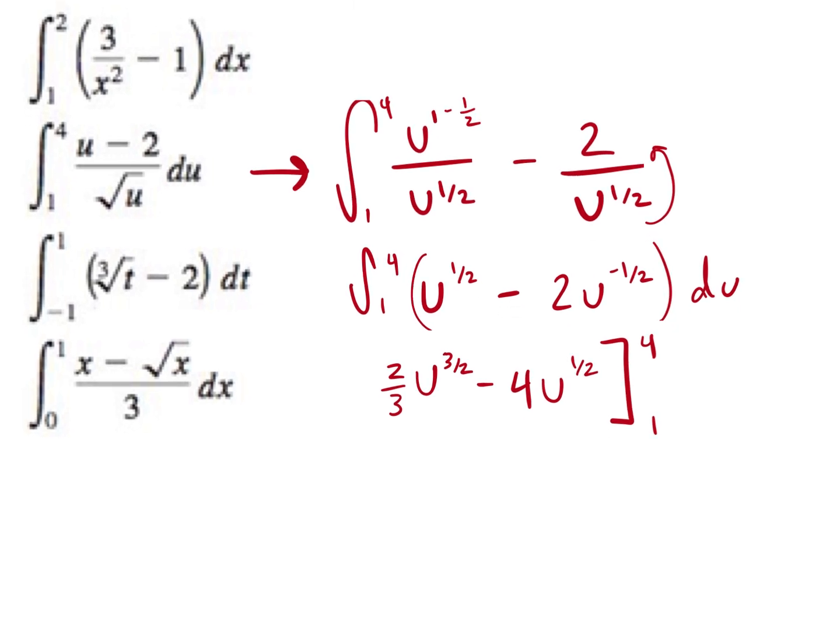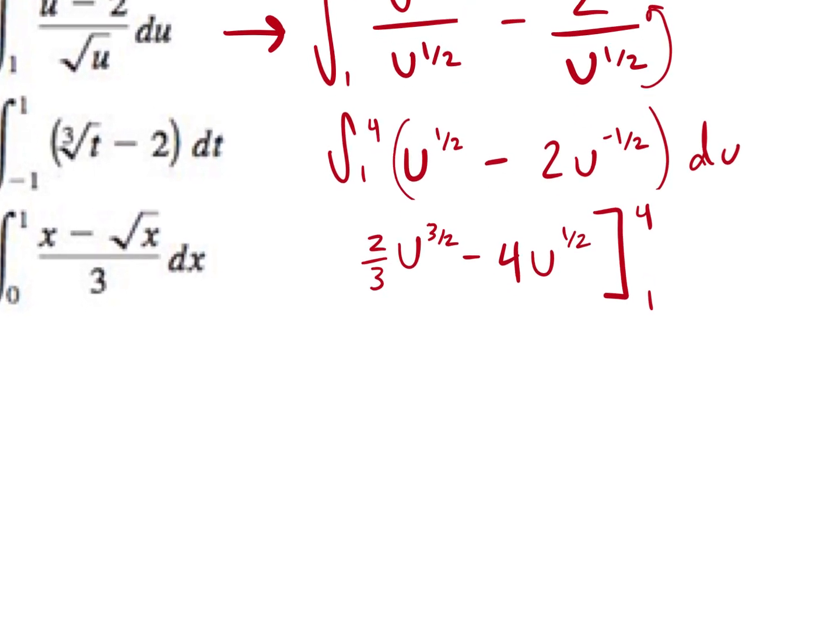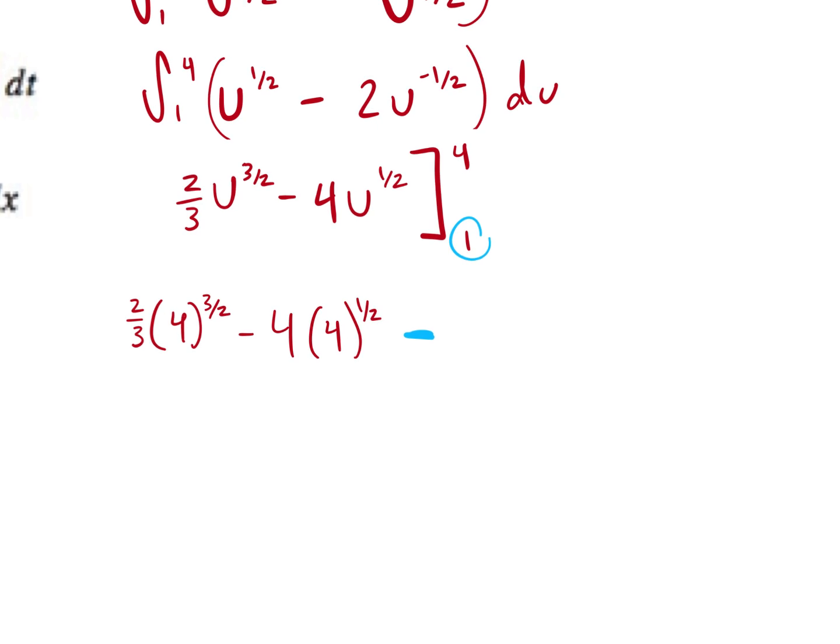What would we plug in first? 4. Awesome. So we have 2/3 times 4 to the 3/2 power minus 4 times 4 to the 1/2 power. And then minus, we'd plug in 1. So 2/3 times 1 to the 3/2 power minus 4 times 1 to the 1/2 power.